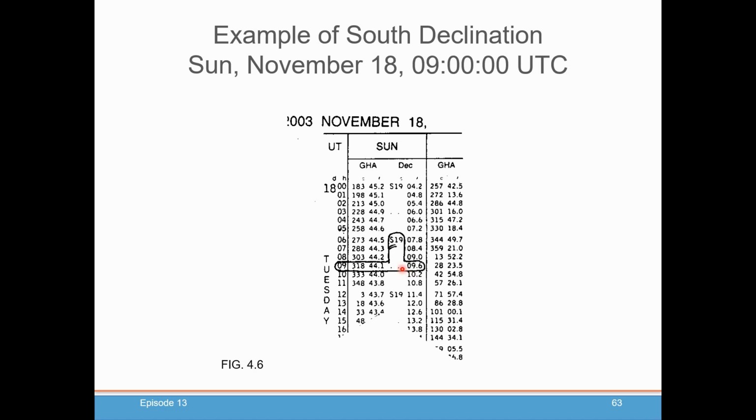Now, November 18th is a little bit before the winter solstice, so it's not going to be all the way at south 23 degrees. It's going to be a little bit before that. So south 19 degrees, that sounds pretty reasonable.